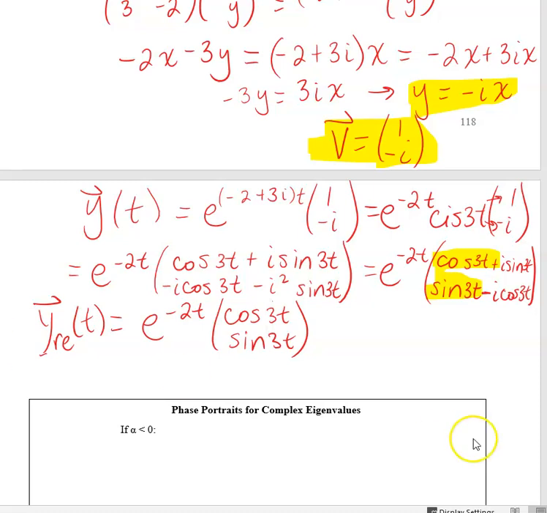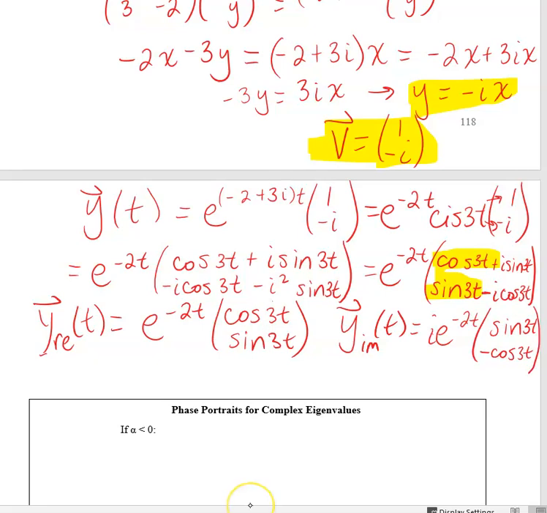And then likewise, we have an imaginary part of our solution. So the imaginary solution would be the second terms right here. And notice they both contain an i, so I'm going to go ahead and put the i in the front. So we have i e to the negative 2t, and then what's left: sine of 3t becomes the x component, and negative cosine of 3t becomes the y component.